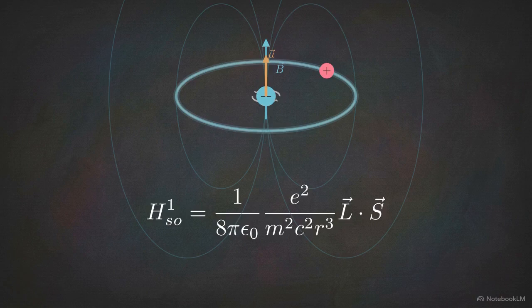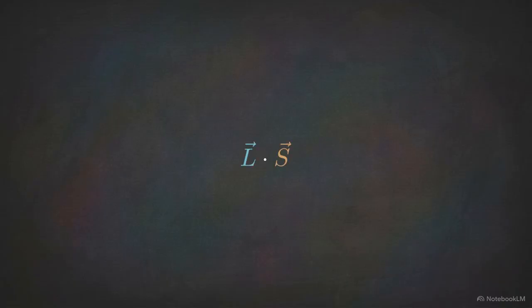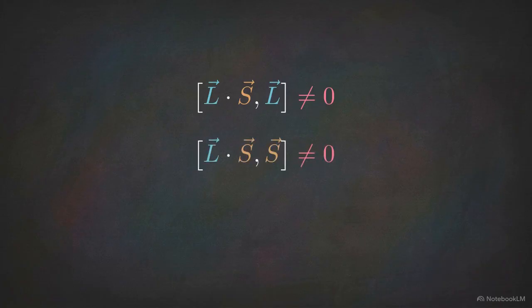Notice the critical factor at the end. It is proportional to the dot product of the orbital angular momentum and the spin angular momentum. The atom's internal magnetic environment forces a coupling between the electron's spin and its orbit, compelling the energy states to split based on their alignment. The problem here is commutation. This new Hamiltonian does not commute with the individual operators for orbital or spin angular momentum.